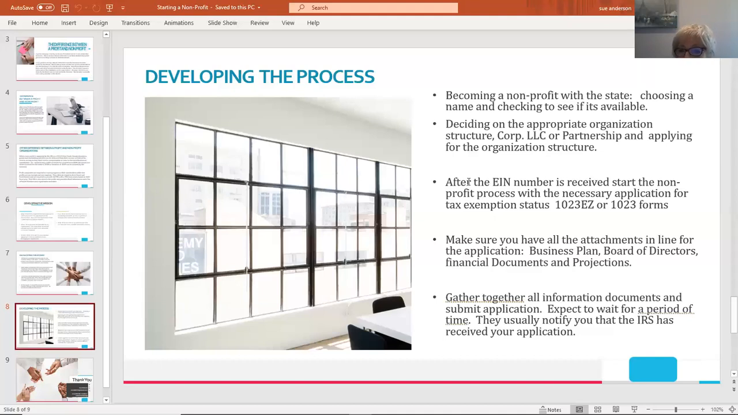You have to make sure that all the attachments are in line with the application. Usually there's a business plan that has to be provided, board of directors, financial documents, and projections, especially with the 1023 forms. The 1023-EZ just has those as part of the form itself, so it directs you through the process. But always make sure that you have these documents available, whether you're applying for a form such as this, or if you're going to consider grant funding. It's important that you gather all the information together and submit the application.